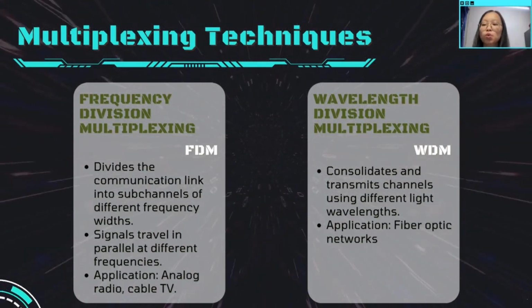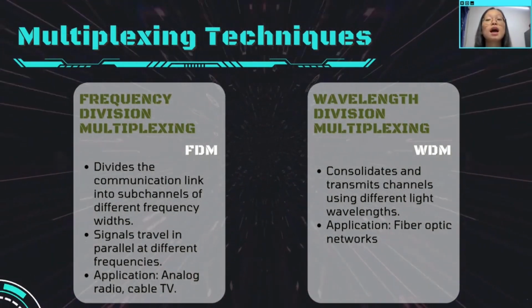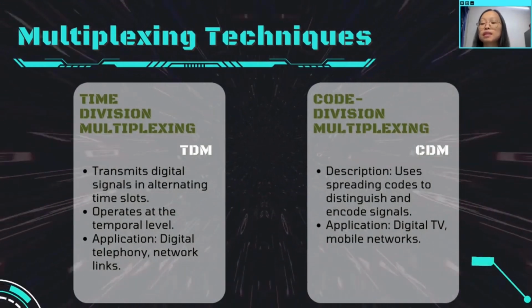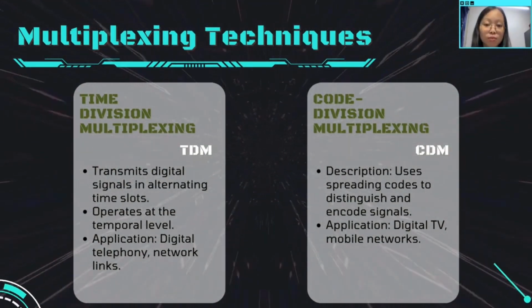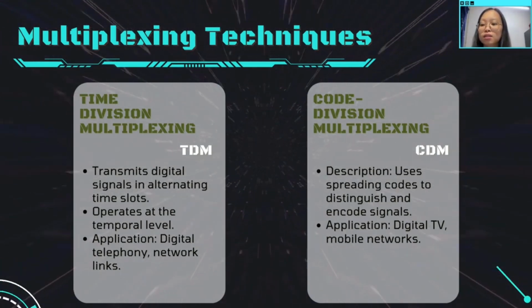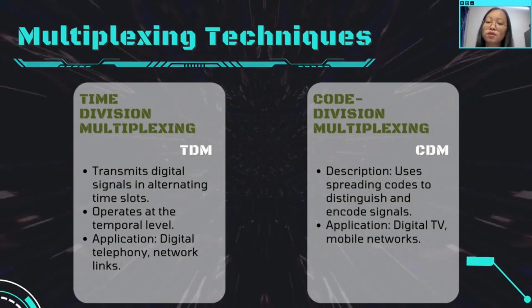The second one is wavelength division multiplexing, which consolidates and transmits channels using different light wavelengths. The third one is time division multiplexing, which transmits digital signals in alternating time slots. And the fourth one is code division multiplexing, which uses spreading codes to distinguish and encode signals.